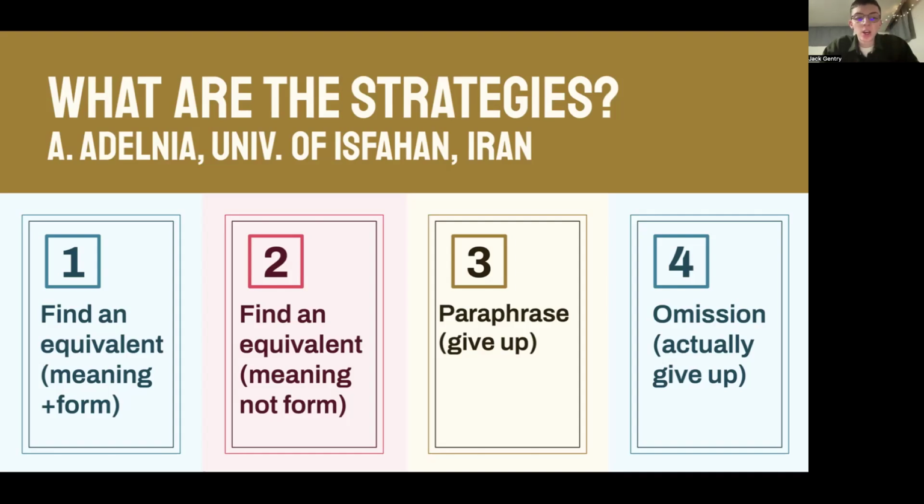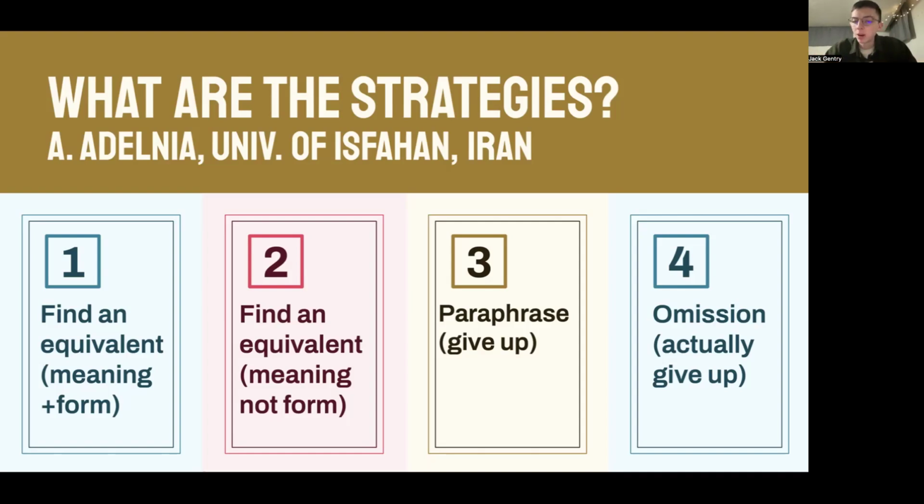One is to find an equivalent in both meaning and form. And two is to find an equivalent in just meaning, not form. In other words, for both of these, in the target language, you find a phrase that's similar, not exactly the same, either similar in both form and meaning, or just in meaning, completely different in form, but it means the same thing. That's the first two techniques.